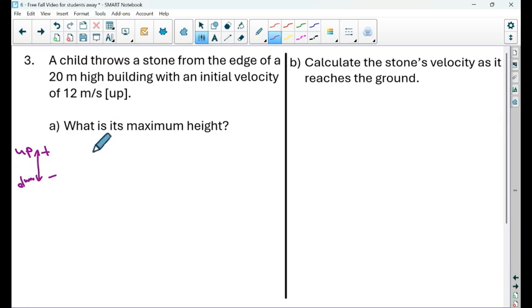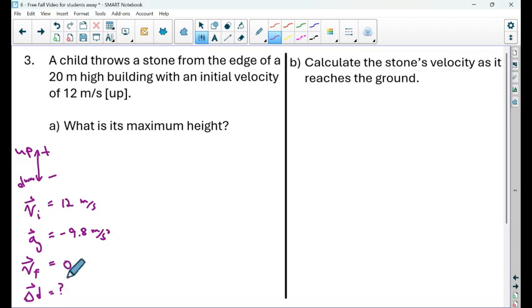Let's write down the knows and need to knows. So we say, okay, initial velocity is going to be 12 meters per second. It's up, so I'll write it as a positive. My acceleration due to gravity is negative 9.8 meters per second squared. My final velocity is going to be at the top. At the very top, at my maximum height, my final velocity is 0. That's the moment where it stops, right at the peak there. My displacement, that's what I need to know. I'm not sure what it is. I'll put a question mark there.